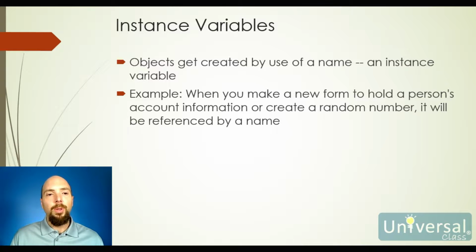An example of this would be if I make a new form to hold a person's account information, or if I want to create a random number, we have to give those a named memory location. So we're actually going to reference these as what's called an instance variable. I simply give them a name. When I give it a name, it gets loaded into memory, and then we can reference that object by its name.